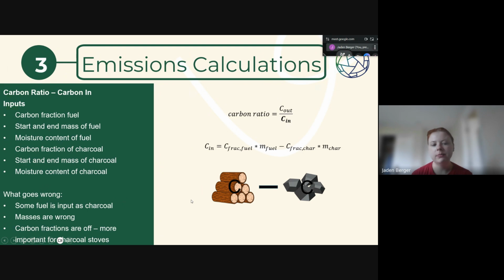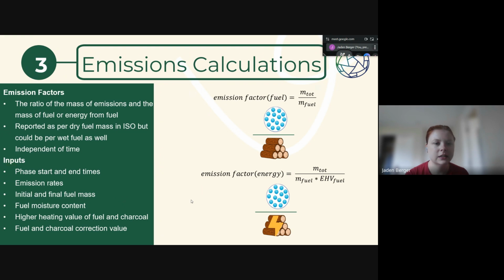Masses could also just be wrong, and that could throw off our carbon ratio. Or carbon fractions could be off. This is more important for charcoal stoves, so the quality of your charcoal can determine your carbon fraction. So really high carbonized charcoal is going to have a higher carbon fraction than lower carbonized charcoal. So this is something that you can measure to get the exact carbon fraction for your charcoal. Wood is usually pretty consistent.